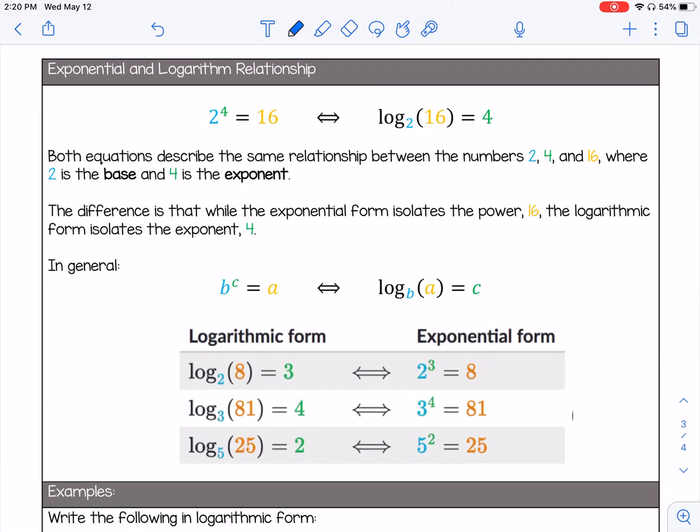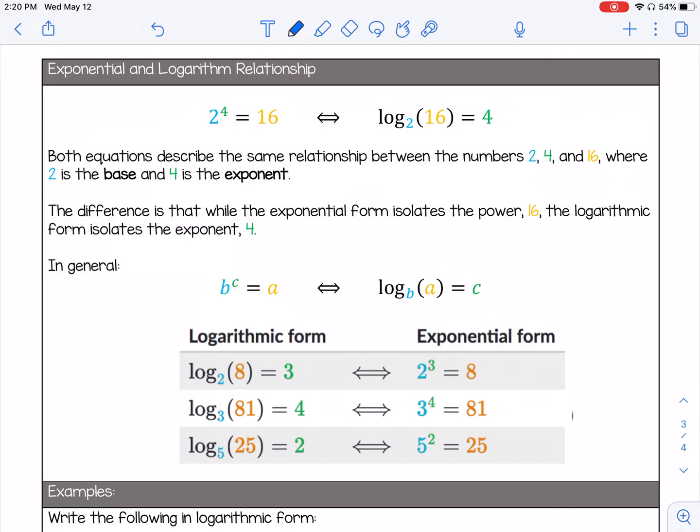All right, now let's look at the relationship between exponential stuff and logarithms. If we look here, exponential 2 to the 4th is 16. Well, if we take that base 2 and we say log base 2 of 16 is equal to 4. So both of these equations are describing the same relationship between the numbers 2, 4, and 16.